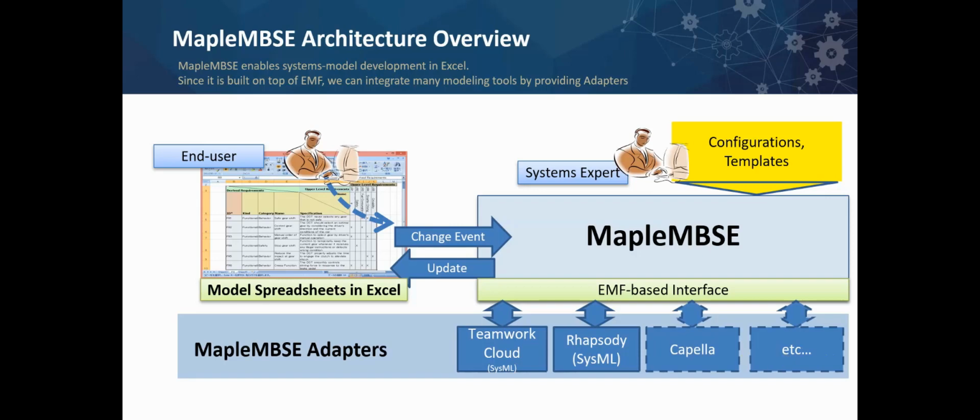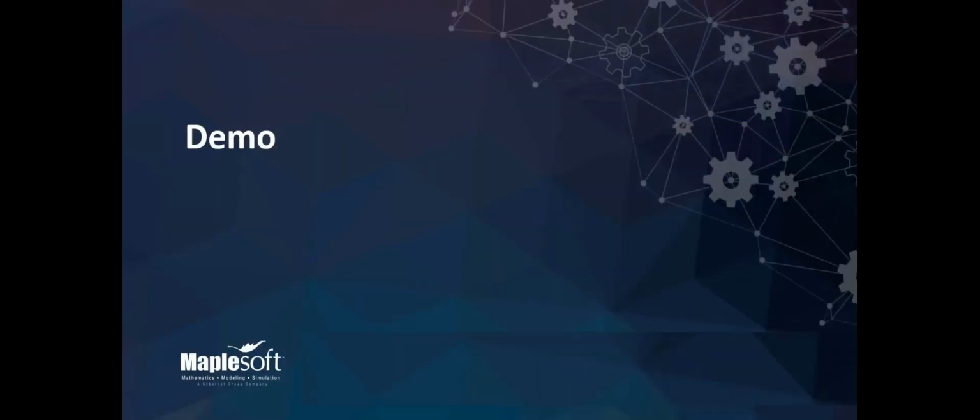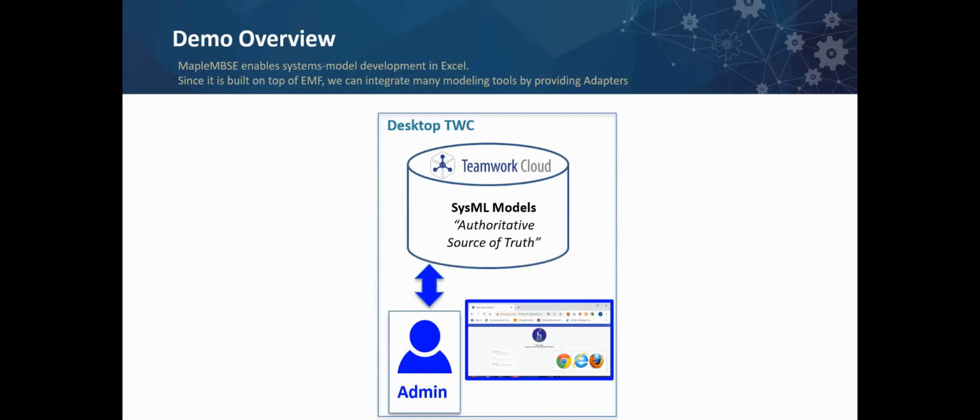Now let's have a demo, because we have seen the top level overview, and let's see how we can build a collaborative interaction through three different desktops. The first desktop of that demo is called desktop TWC. Through that screen, we will observe the Teamwork Cloud, which is the central repository of our models. That central repository will be managed by an administrator, who will simply use a standard web browser to administrate that platform.